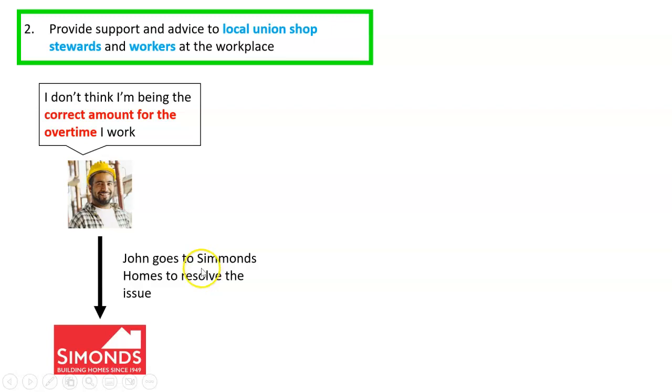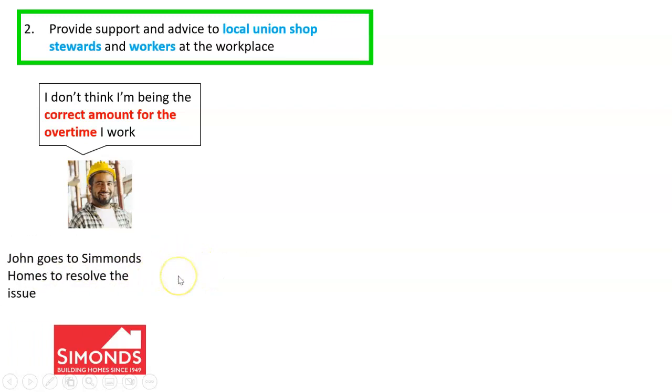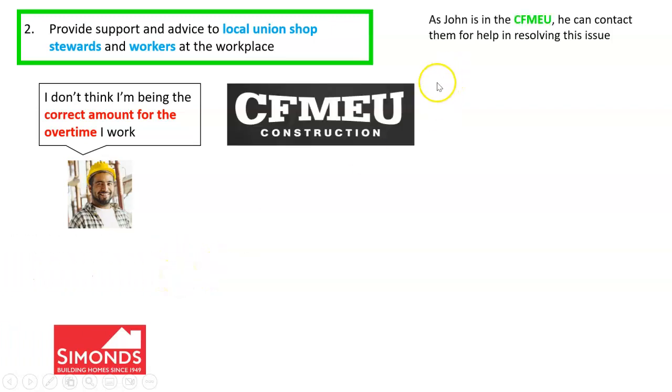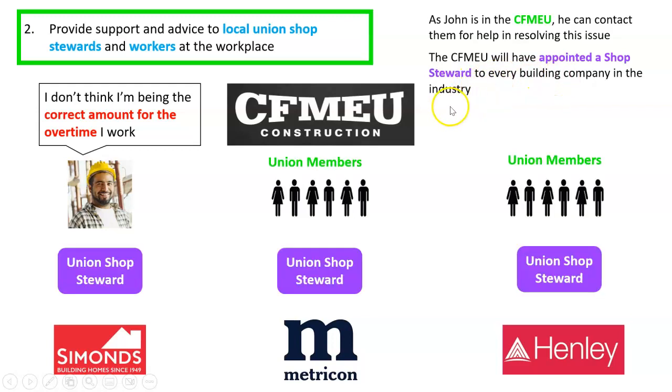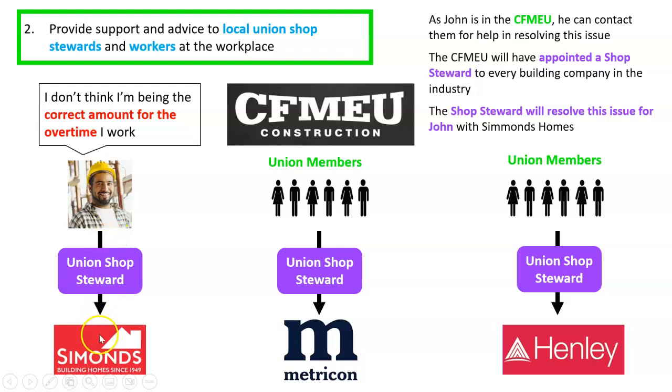So what he can do, instead of going to Simmons Homes, is go to the CFMEU, because that's the union that he is in, and they can have a contact to help him resolve the issue. And we said that person is called a shop steward. So the CFMEU will have an appointed shop steward for every building company in the industry. So there'll be a union shop steward for John to go to deal with Simmons Homes.